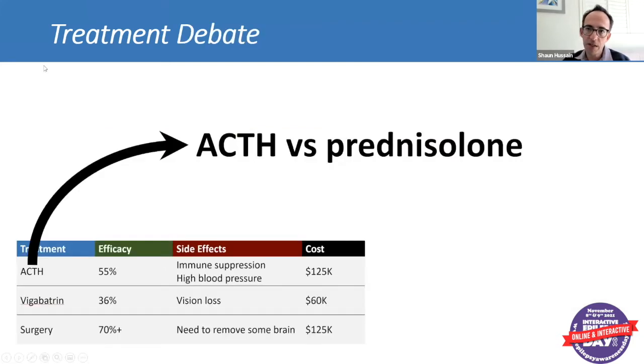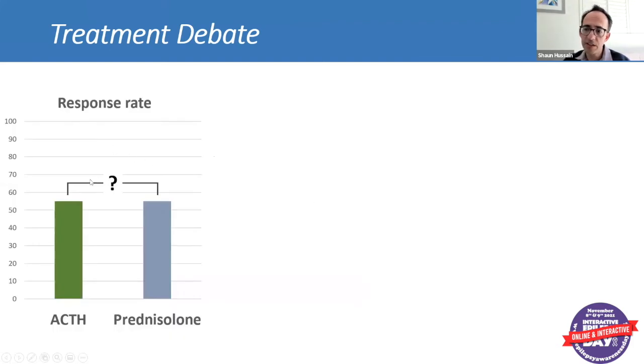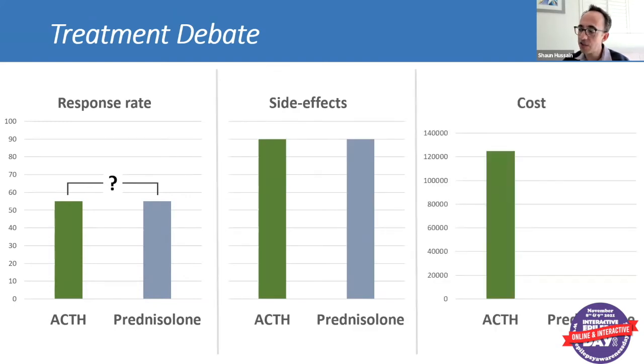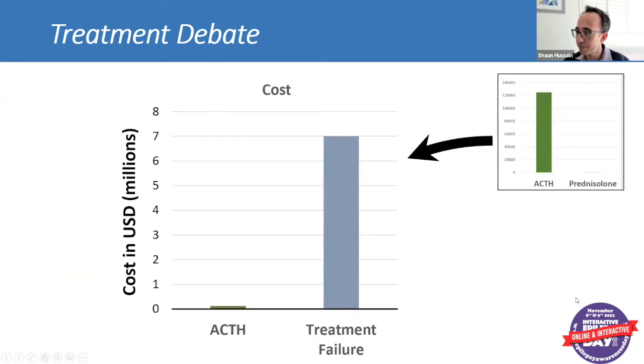Now, a big contemporary debate is centered around ACTH and prednisolone. So these are two hormonal therapies, and they have some big differences. Now, is the response rate different? This is debated, and there are quite a few modern data suggesting that the difference is small and perhaps non-existent. Side effects are high for both of these. Cost is very different. So ACTH costs about $120,000 to $160,000 per patient these days. Prednisolone is about $100 per patient, and it's so low that you can't even see it on this graph.